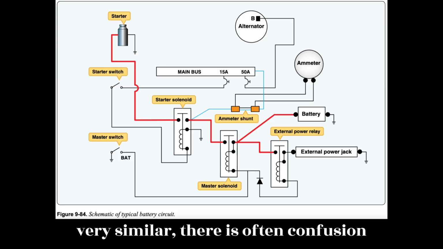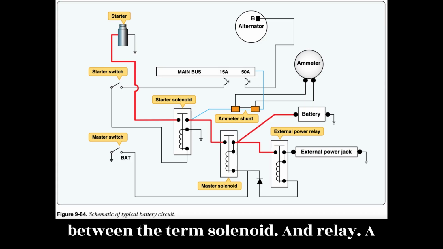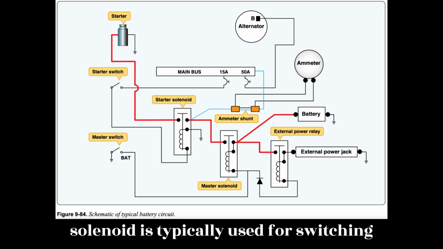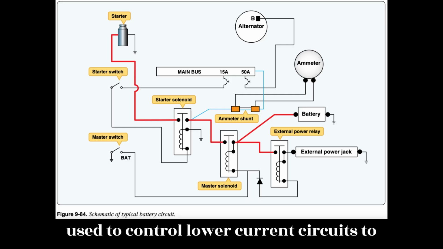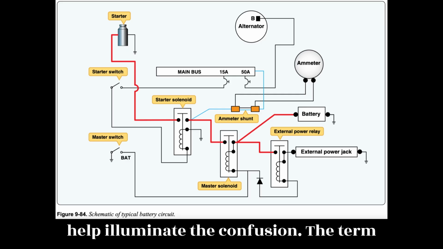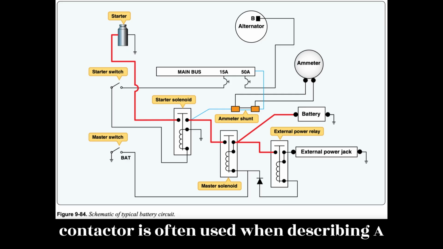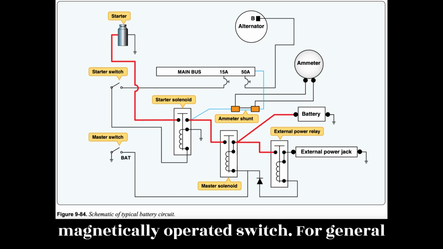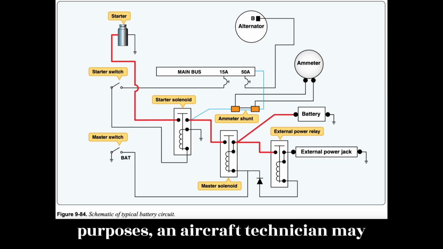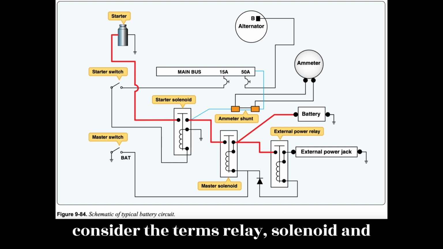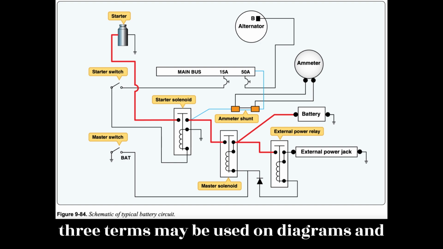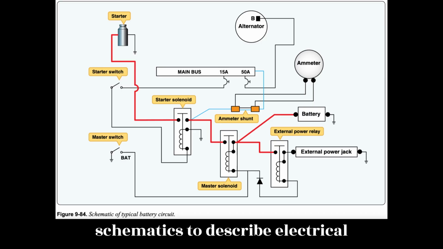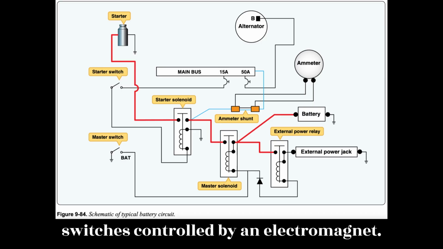Although they are very similar, there is often confusion between the terms solenoid and relay. A solenoid is typically used for switching high current circuits and relays are used to control lower current circuits. To help alleviate the confusion, the term contactor is often used when describing a magnetically operated switch. For general purposes, an aircraft technician may consider the terms relay, solenoid, and contactor synonymous. Each of these three terms may be used on diagrams and schematics to describe electrical switches controlled by an electromagnet.